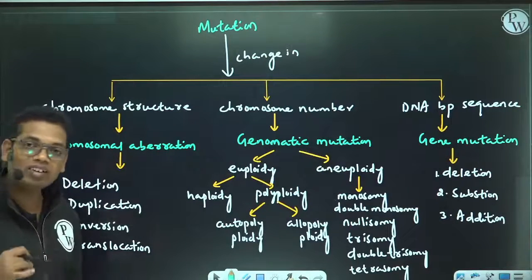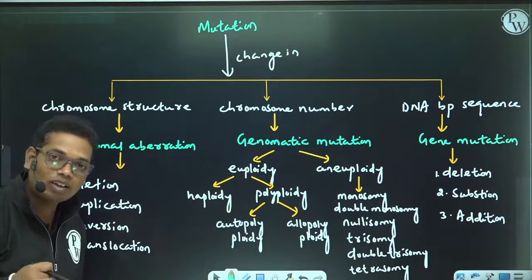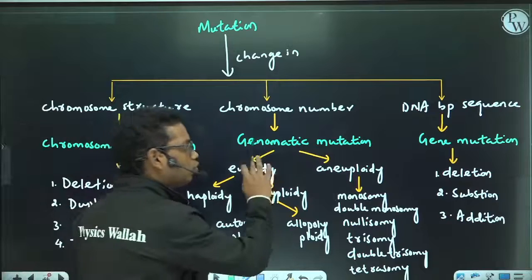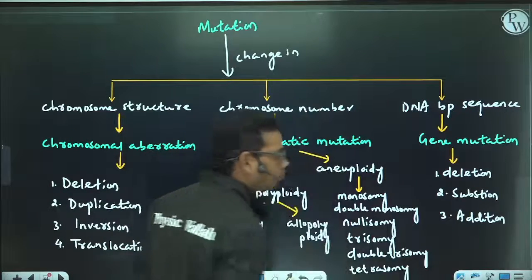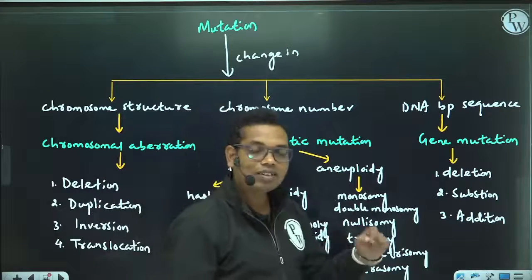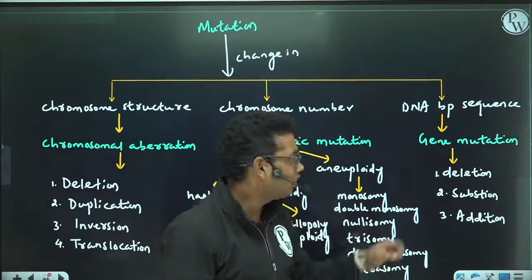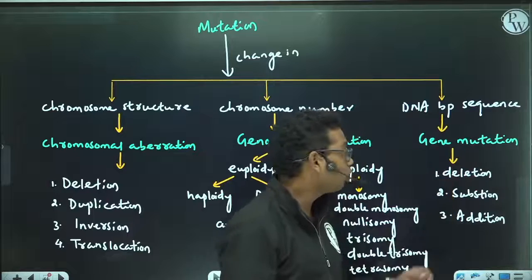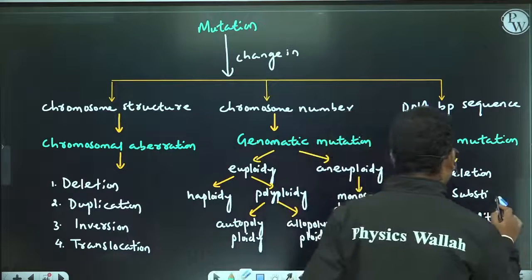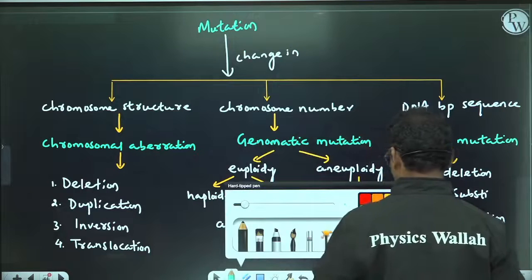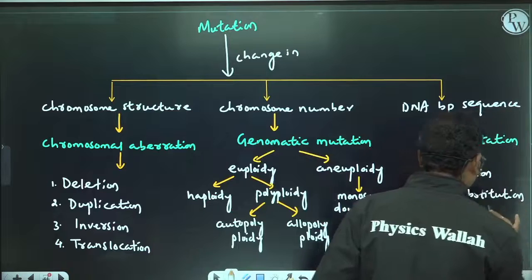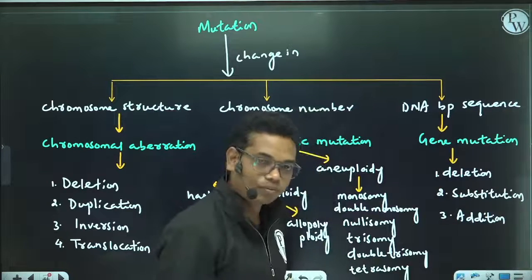So depending on where that change is taking place, we classify mutation into 3 groups: chromosomal aberration, genomic mutation, and gene mutation. In gene mutation, either one or multiple base pairs are deleted, which is called deletion, or substituted, which is called substitution, or added, which is known as addition.